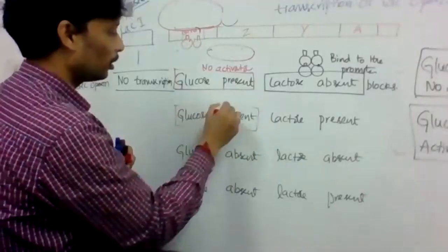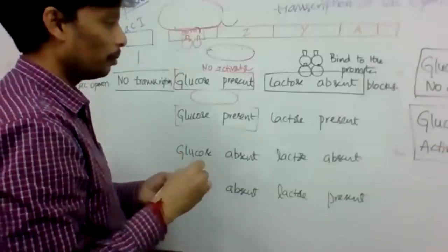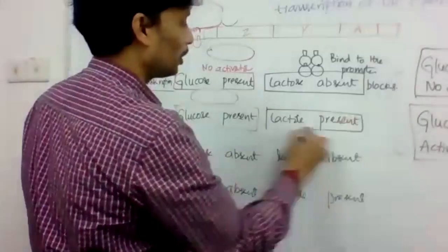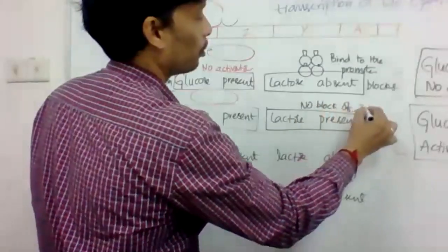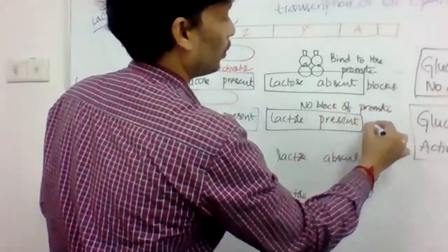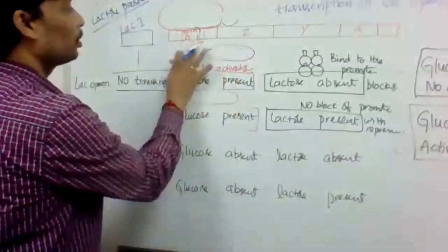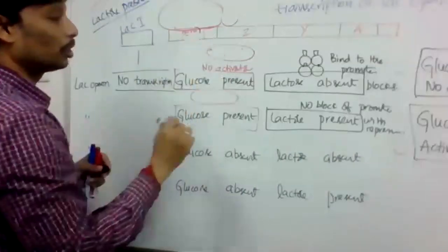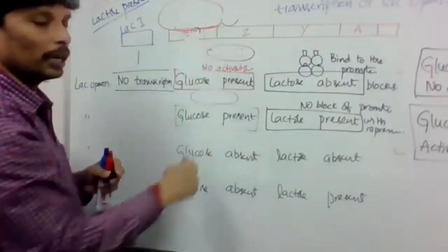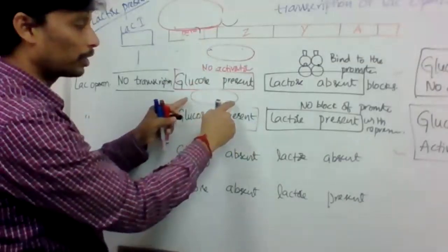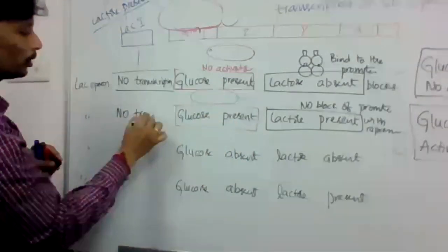The same thing happens here. Glucose is present, so RNA polymerase alone is present, and lactose is present. When lactose is present, there is no block of the promoter with repressor. The repressor molecule will be detached because inducer molecules are there. But the problem is RNA polymerase alone cannot bind and transcribe because there is no activator molecule, since glucose is present. So it will result in no transcription.